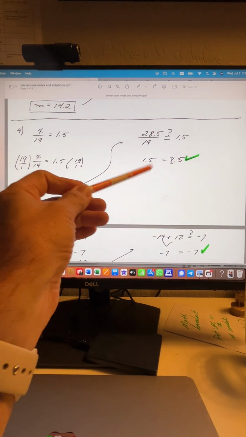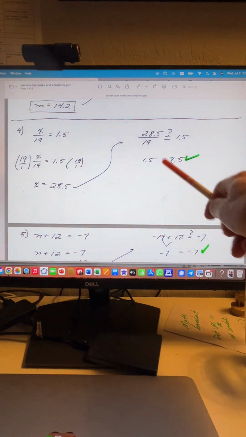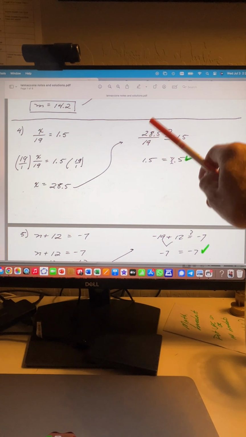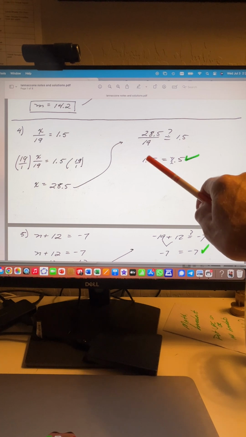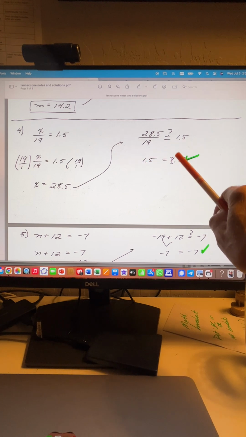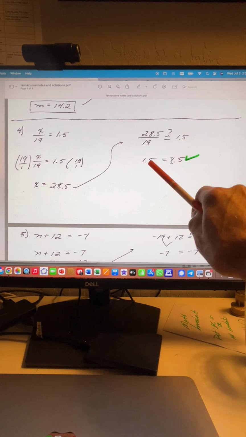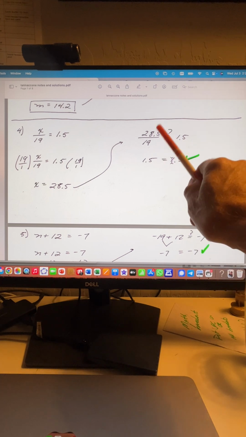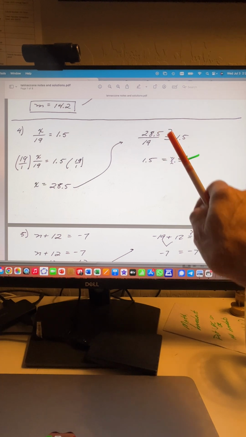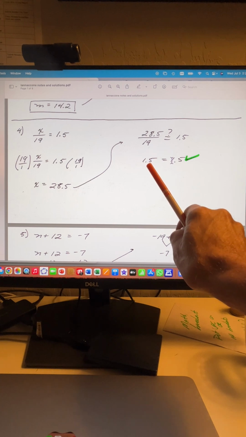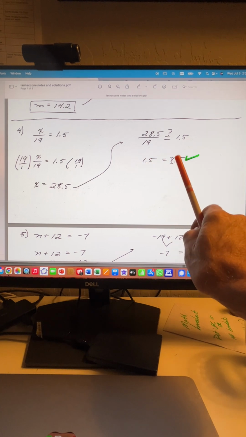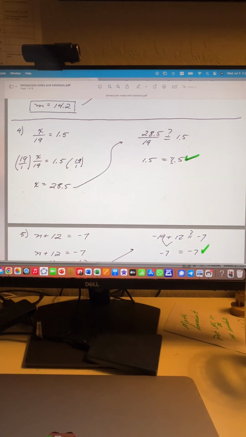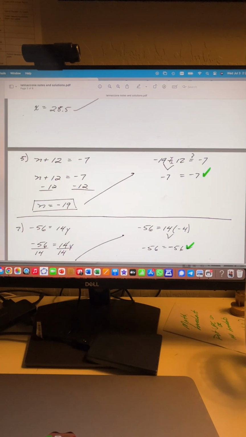And if you're not familiar with what that means, the check is because I put the 28.5 here, I divided it. And because I get 1.5 on the left, and there was already 1.5 on the right, because those two numbers are the same, then that means that that 28.5 is correct. If this number had been different from 1.5, then our work would have been wrong. But that's what a check does.